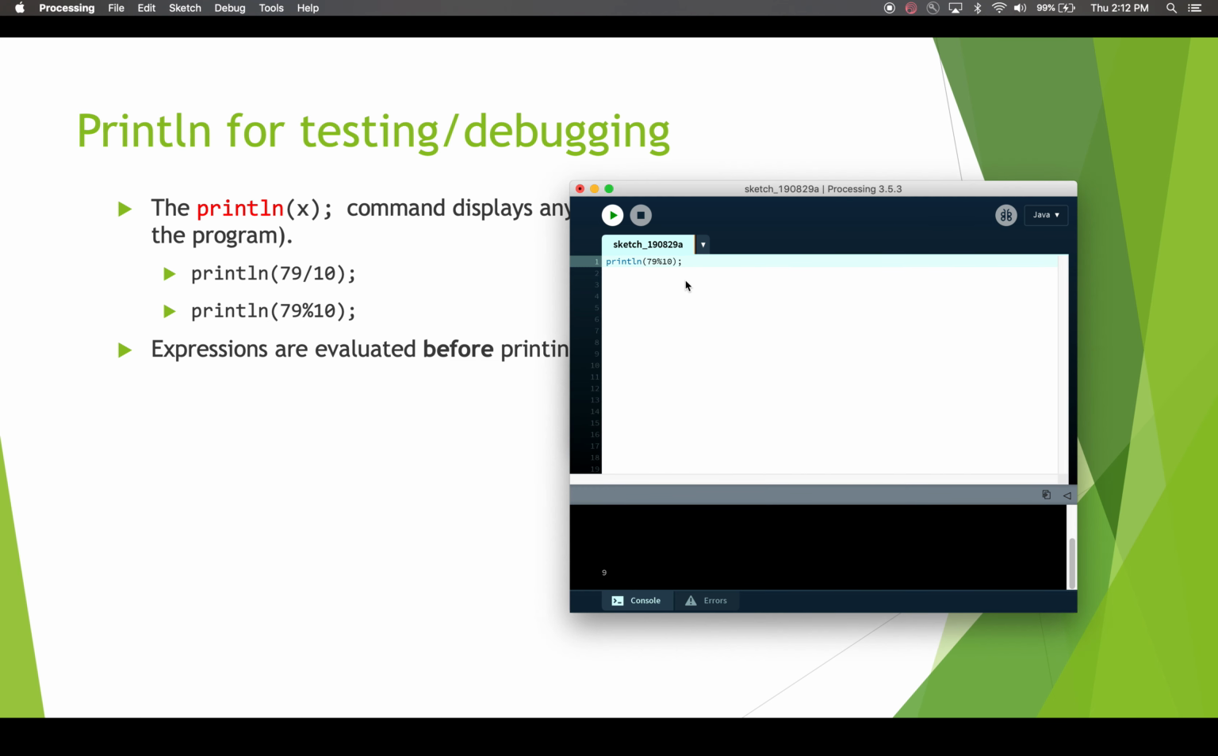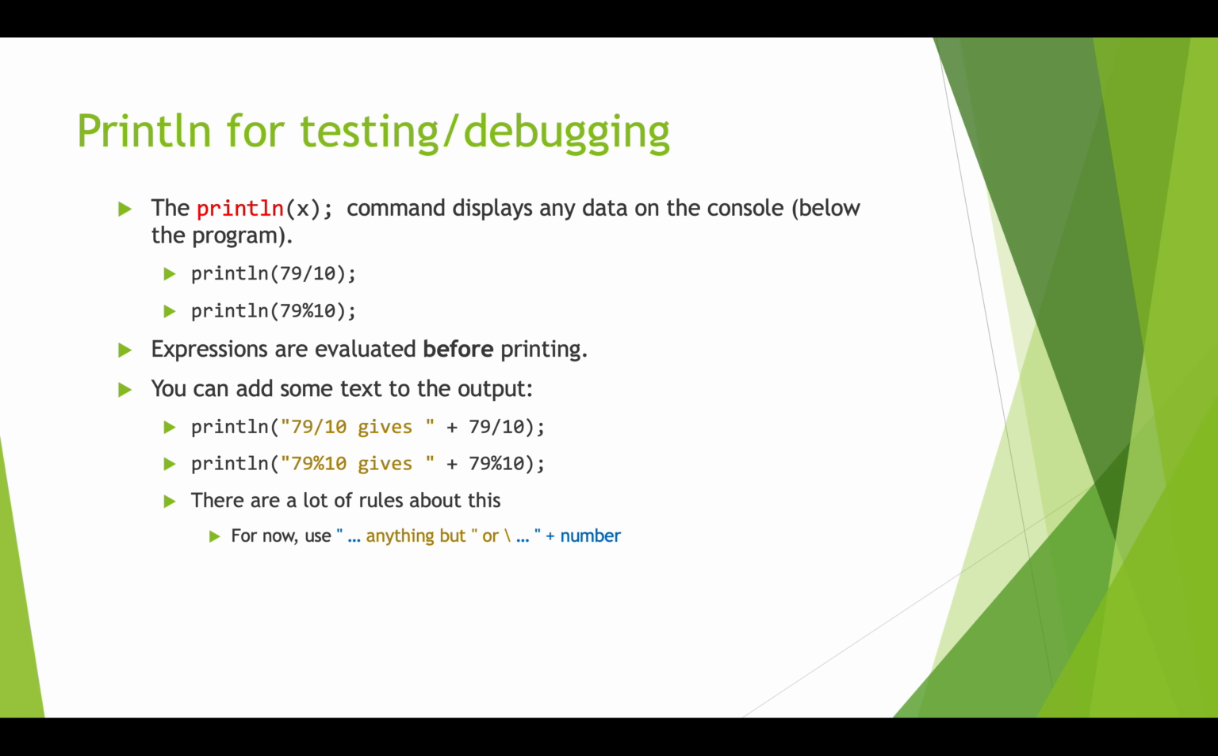Okay, so you can also add text to your println to help you figure out what's being printed out, especially if you've got multiple println statements. So let's have a look at what this looks like. In this case, we might say 79 mod 10 gives, and we have to put text in the quotations, and then we need to put in a plus sign. So this basically says print out this text and then print out the value of this expression. So let's run that. And now you see here we say 79 mod 10 gives, and then we have the value 9.